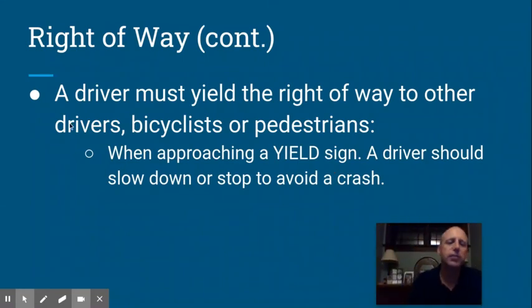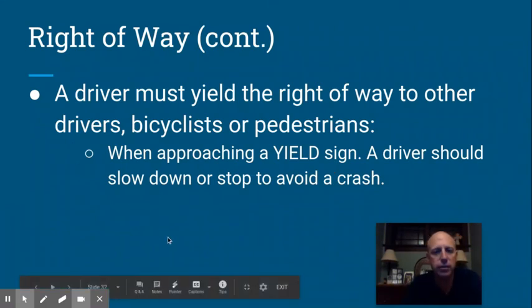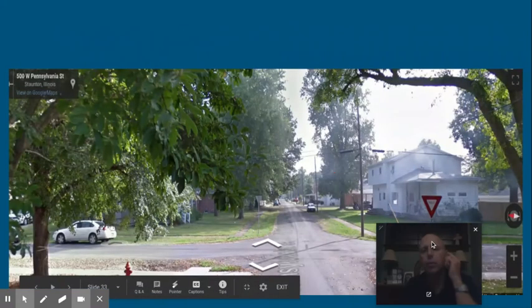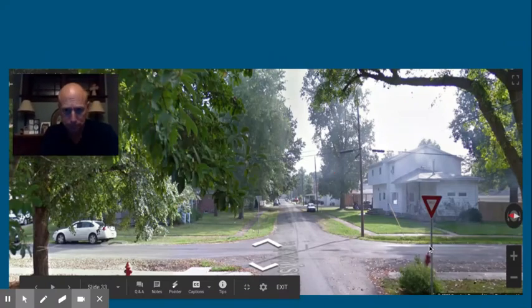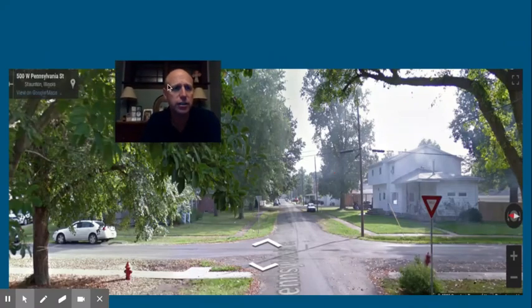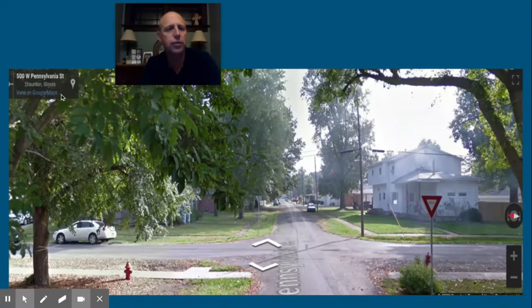But let's talk about a yield sign because that's what we're on right here, is a yield sign. So if you're approaching a yield sign, and this is another intersection in Staunton. This is actually pretty close to the school over on Pennsylvania Street.